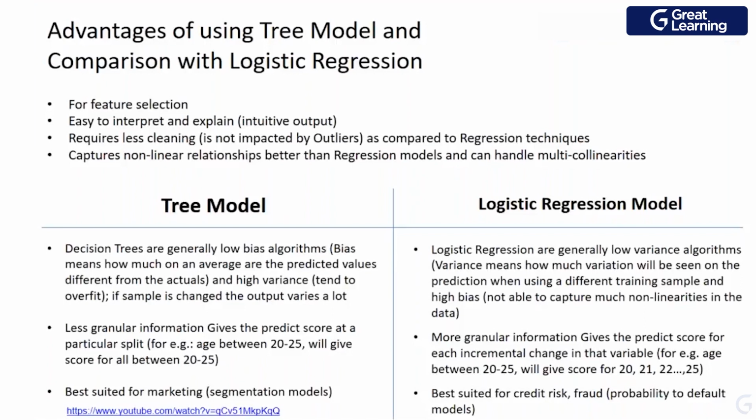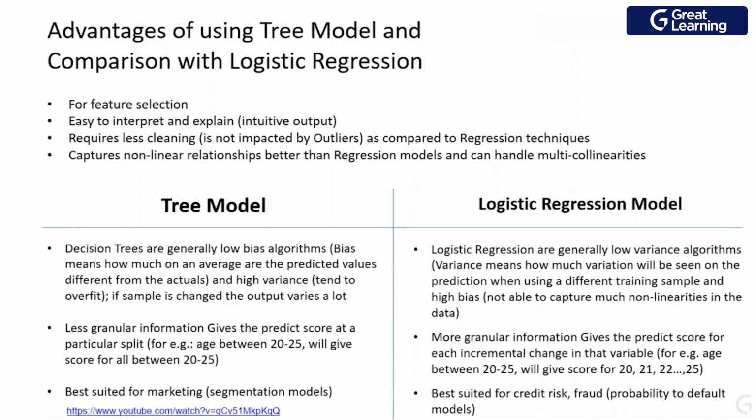It also requires much less cleaning as compared to regression techniques, because regression techniques have a lot of conditions and assumptions that you have to fulfill before using a linear or a logistic regression. It suffers from the multicollinearity problem. You have to see that there are no correlated variables. It gets impacted a lot by outliers and missing values. So there is a lot of manual work in the logistic regression model, whereas the tree-based model comparatively requires less cleaning than regression techniques.